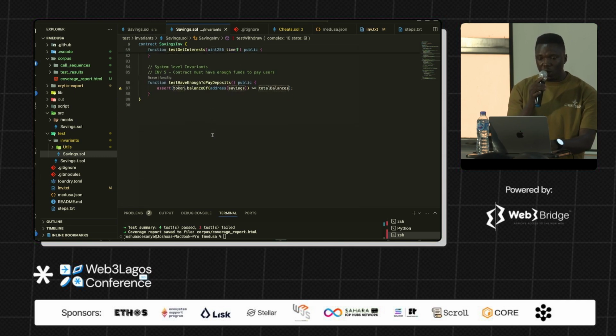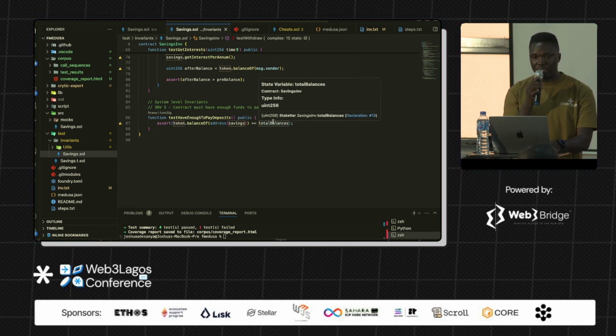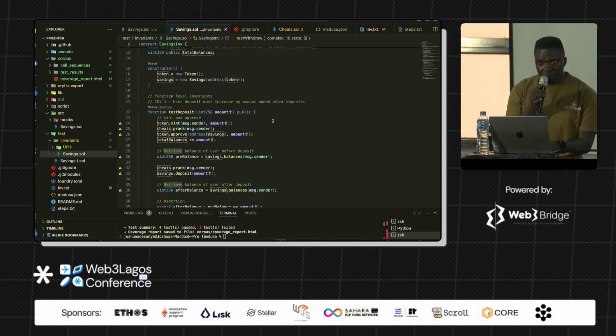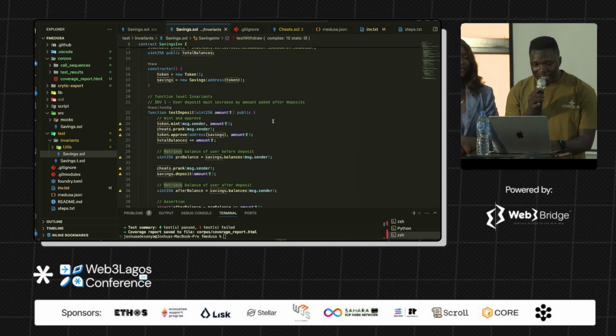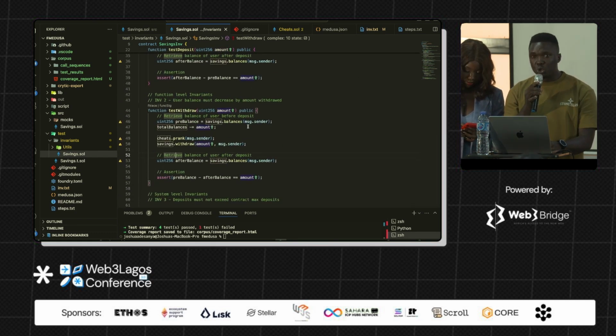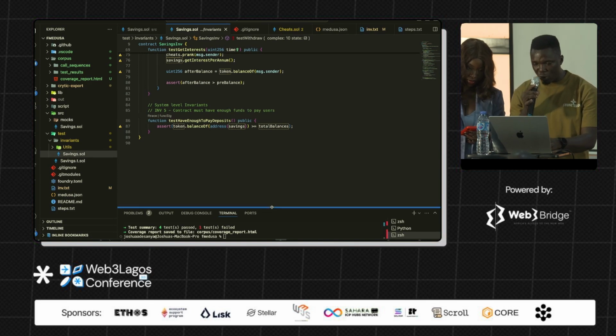And then the last one, we have test have enough to pay deposit, which means that at every point in time in this protocol, the contract must be able to pay deposit. And how are we checking that? We're checking that by making sure that the total balance inside the savings is always greater than or equal to total balances, which was this. You guys notice I've been tracking these total balances, and I did that in the test deposit, and I did that in the withdraw. So to track when the user is depositing and when the user is withdrawing, and that gave me the opportunity to test this. So let me run the test so we can see one or two.